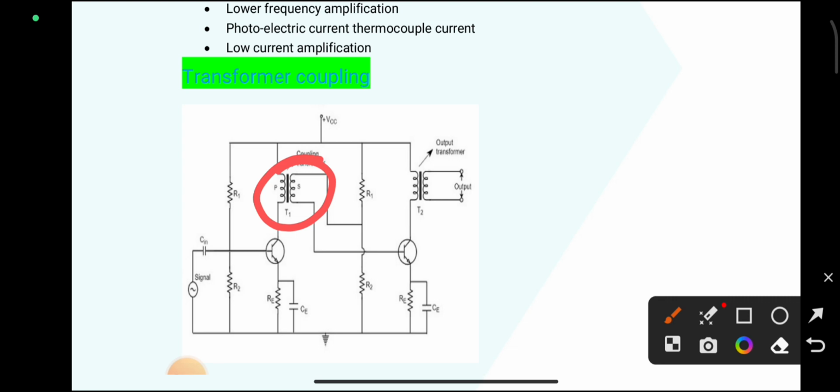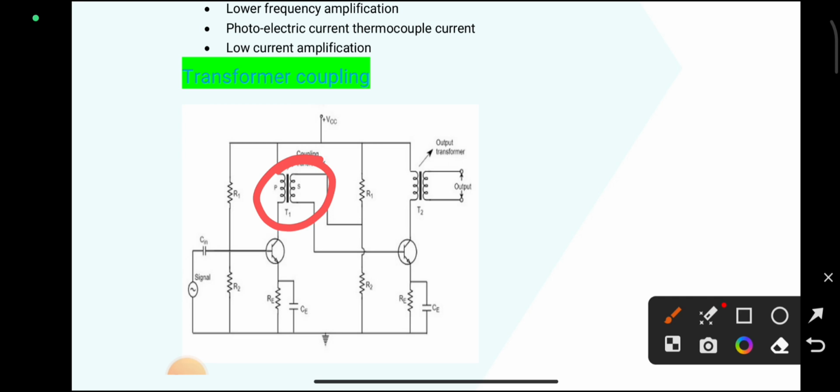Next, the secondary winding is connected to the input of the second stage amplifier. In the secondary coil we get the output. This output mainly depends on the secondary winding ratio, or transformer winding ratio, of the transformer and also the transistor.